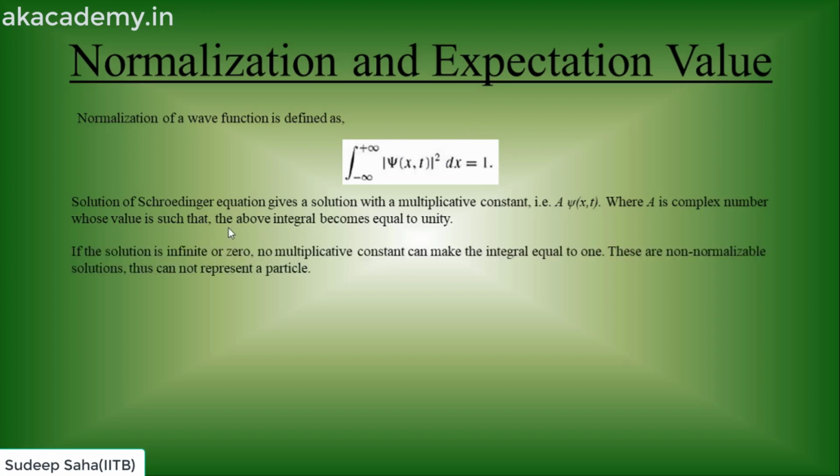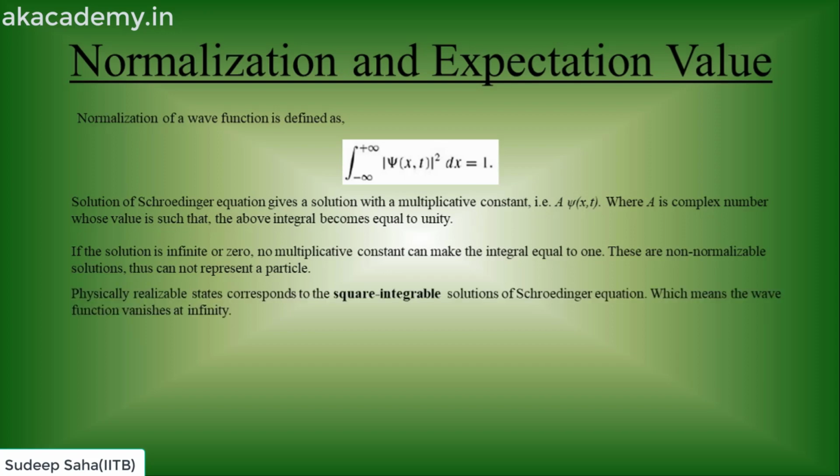If the integral is infinite or zero, and no multiplicative constant can make the integral equal to 1, these are called non-normalizable solutions, and they cannot represent a particle. So what is the basic criterion for a wave function to represent a particle? A physically realizable state corresponds to a square integrable solution of the Schrodinger equation, which means that the wave function vanishes at infinity.